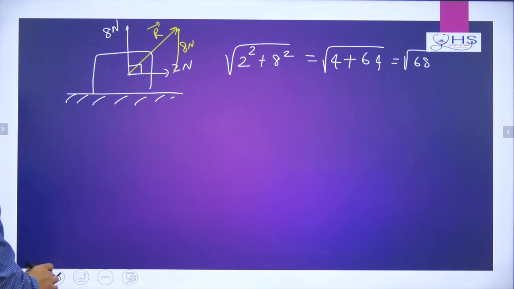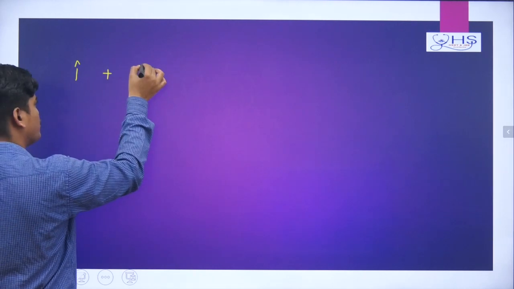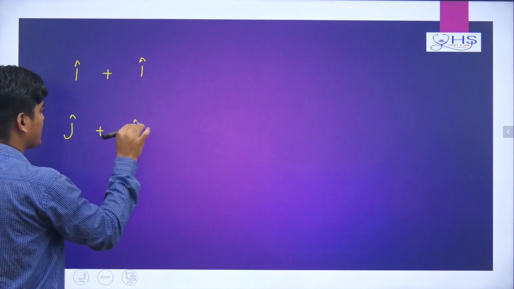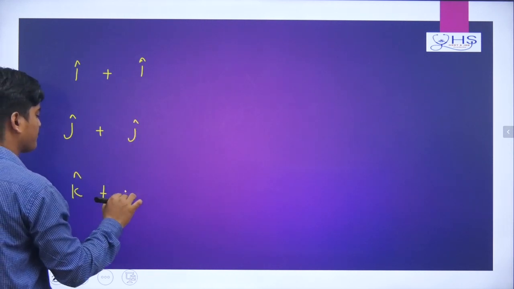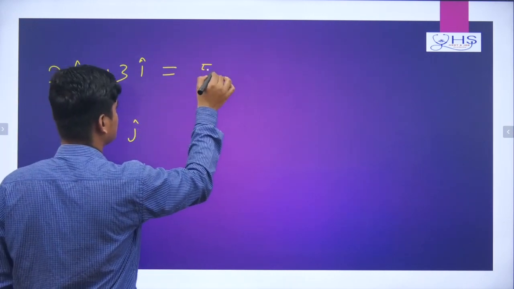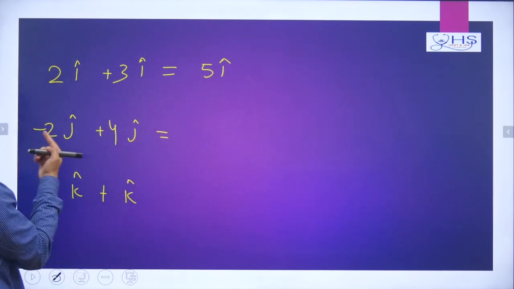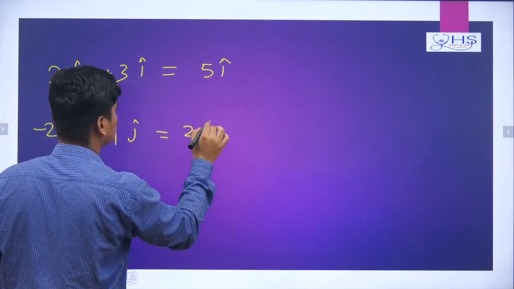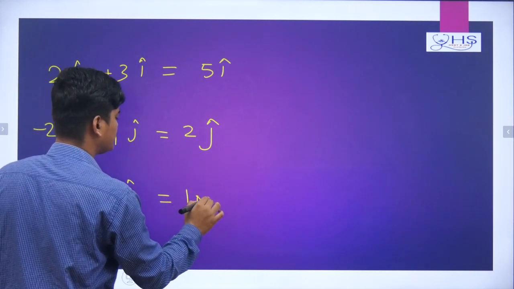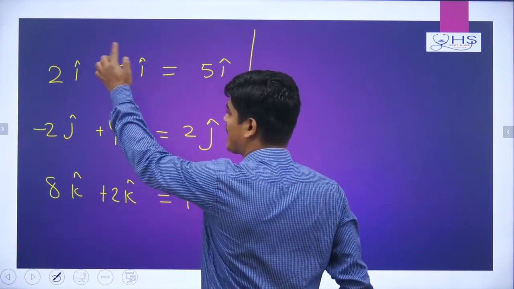Okay. Now one more thing to understand here. While adding, you can add I cap with I cap, J cap with J cap and K cap with K cap. That means suppose 2I plus 3I is there, then you can write 5I. Suppose minus 2J plus 4J is there, then 4 minus 2 is 2, so you can write 2J. Suppose 8K plus 2K is there, then you can write 10K. Remember, I cap should be added to I cap.